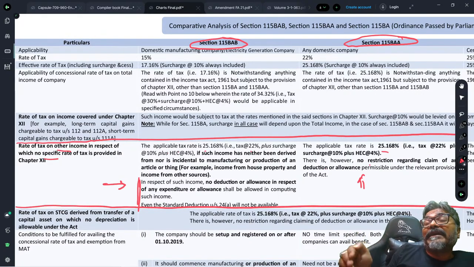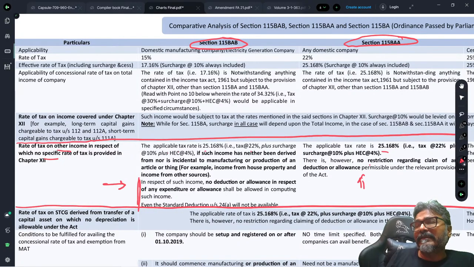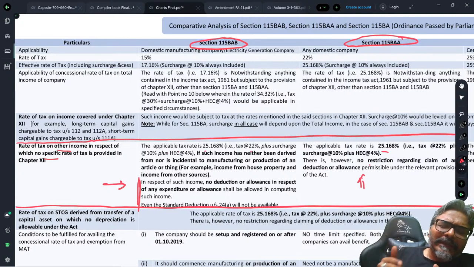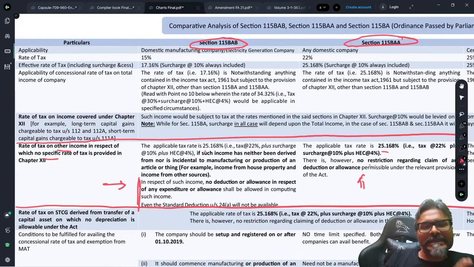Now, if you allow me, students, I will tell you one very important comparative point. These two incidental incomes are assessable at 17.16%, meaning thereby they are getting the benefit of the concessional rate of 115BAB, which is 17.16%. The reason is clear that the rate of 17.16% has to be applied on the two incomes, which is the income which is derived from the manufacturing business or the income which is incidental to the manufacturing business. So both these incomes will be subject to the rate of 115BAB, and that rate would be, students, at what is the rate, students? Indeed, at 17.16%.